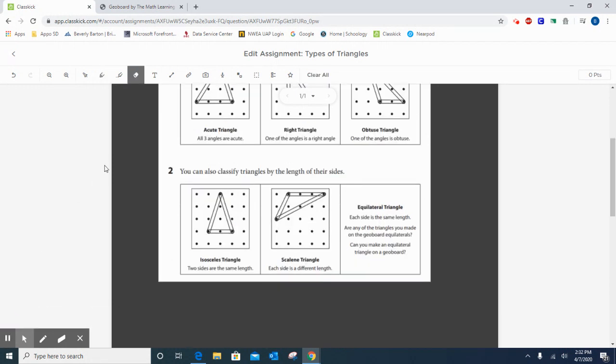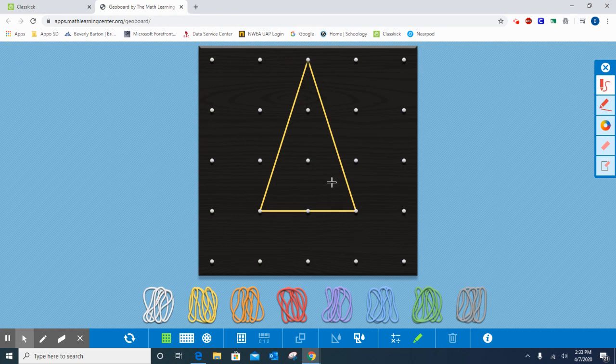Now we're going to look at triangles based on the length of their sides. A triangle always has a second name. One of the options is that it could be an isosceles triangle. This is an example of what an isosceles triangle looks like, and an isosceles triangle has two sides that are the same length. You could see that both of these sides are the same length. I recreated this triangle on my geoboard, and you can very easily see that this side and this side are the same length, and that would be an isosceles triangle.